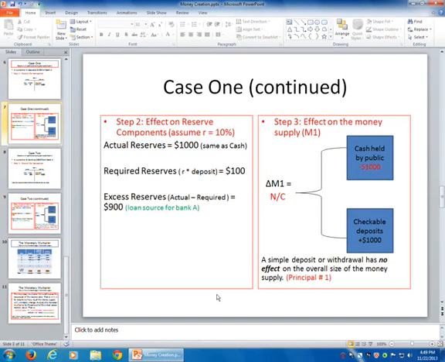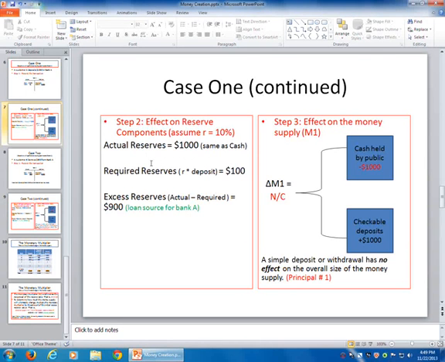The next thing we do in step 2 is look at the effect of this transaction on some various reserve components of the bank. We're going to assume, as I indicated earlier, that the reserve ratio is 10%. One reserve component we have to look at is called actual reserves. Actual reserves is easy to identify. It's simply what happens to cash. In this case, the customer deposited $1,000 in the bank, so the bank's cash went up by $1,000. So actual reserves were $1,000.